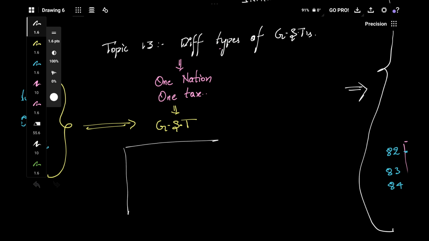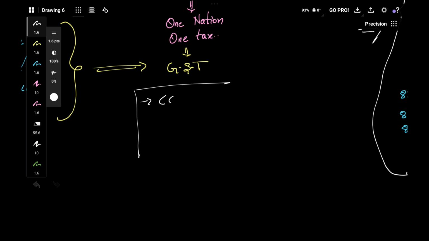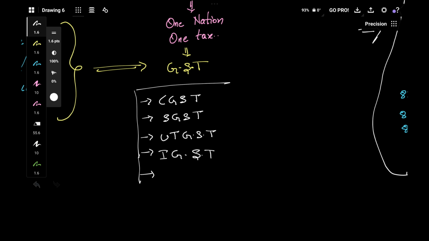One of them is CGST, that is central goods and services tax. Another is SGST, state goods and services tax. The next one is UTGST, Union Territory goods and services tax. The other one is IGST, integrated goods and services tax. And the last one is GST compensation cess. So even though they said GST is one nation one tax, there are different taxes in GST also. That's the thing we have to keep in mind.